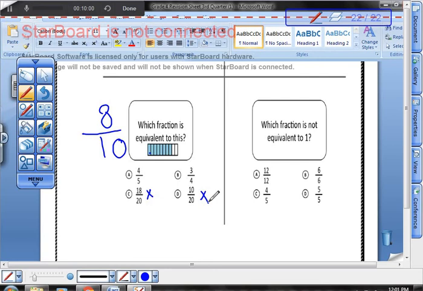So let's try division. 8 and 10, both of them are even numbers. So they can be divided by 2. Yes, can be divided by 2. So 8 divided by 2 equals 4. 10 divided by 2 equals 5. So the answer would be 4 out of 5, which is A.